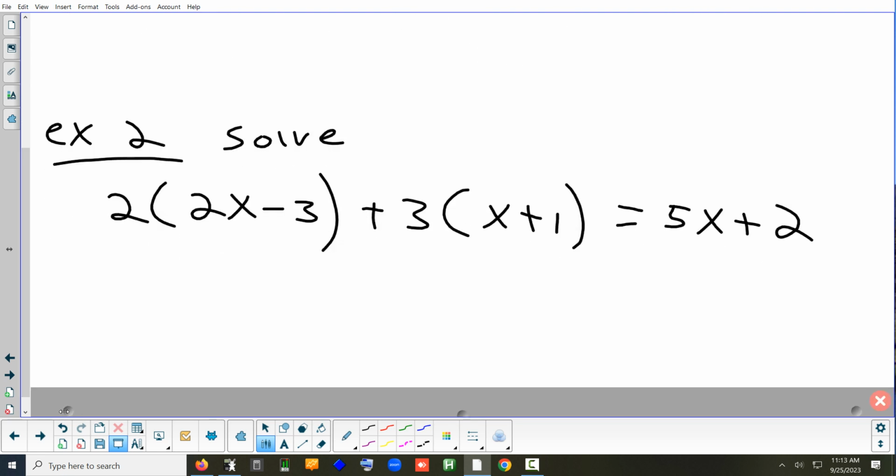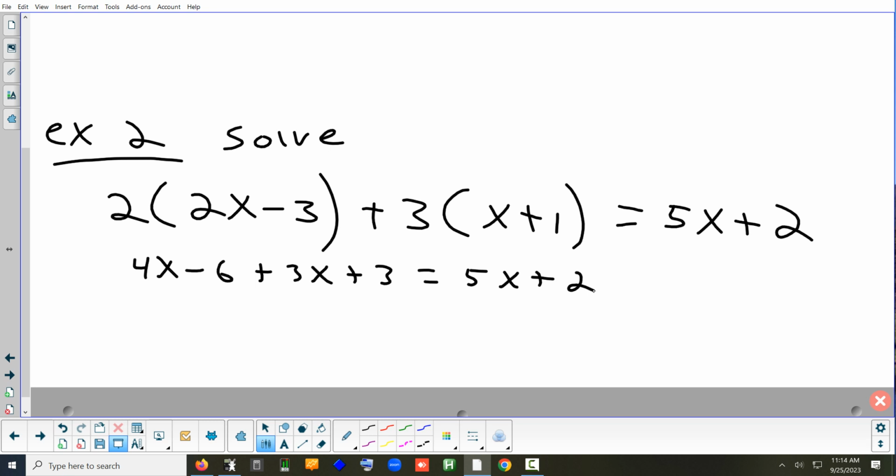Lily, what would be my first step to solve this equation? Distribute. Yep, and can you tell me what you get when you do the distributive property everywhere you need to? 4x minus x plus 3x plus 3 equals 5x plus 2. Perfect. So there's our first step. Do out all the distributive property. What would we do next?